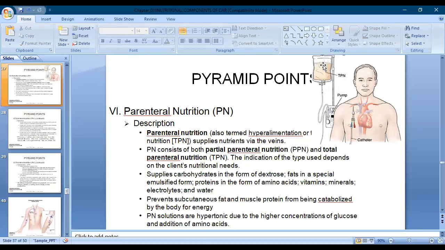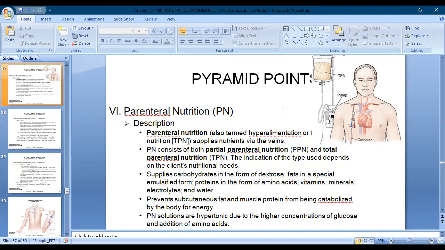Here, total parenteral nutrition we usually give through a vein called the subclavian vein, right? What I wanted to share with you is that we give total parenteral nutrition to a patient when their GIT is not functioning, or if the patient has any kind of major surgical operation, right? So for a client whose GIT is not functioning properly, we give total parenteral nutrition.